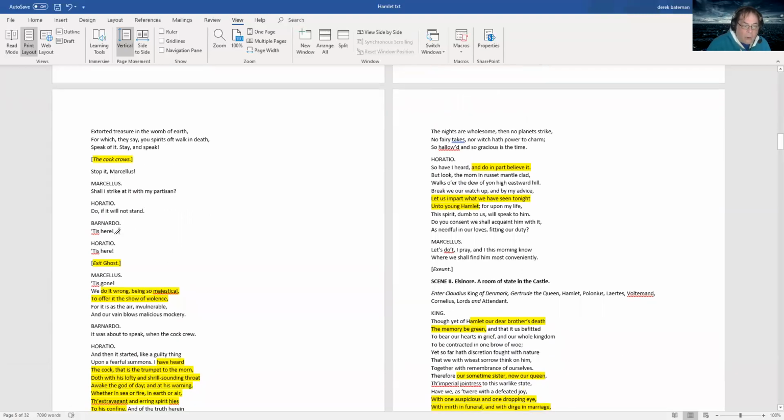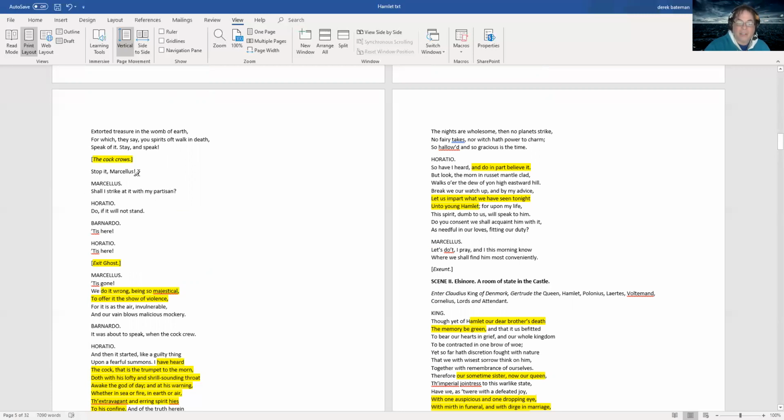Bernardo: "'Tis here." Horatio: "'Tis here." What we're getting, and this is again important to remind ourselves in terms of what theater is, is a sense here of a bit of chaos. 'Tis here. 'Tis here. The ghost is moving around. They're trying to strike it at this point. Okay, it's moving, but the rooster, the cock crows, which is a signal that the ghost has to leave at this point, and that'll be explained to us as we move on.